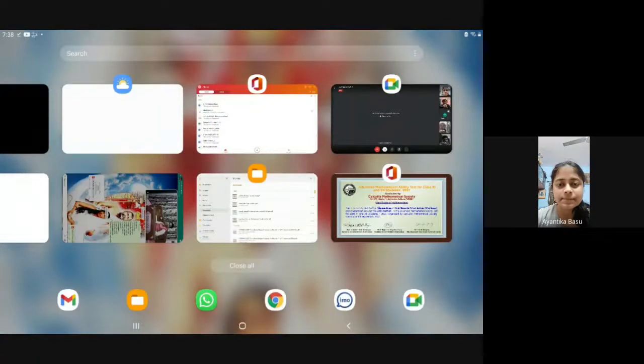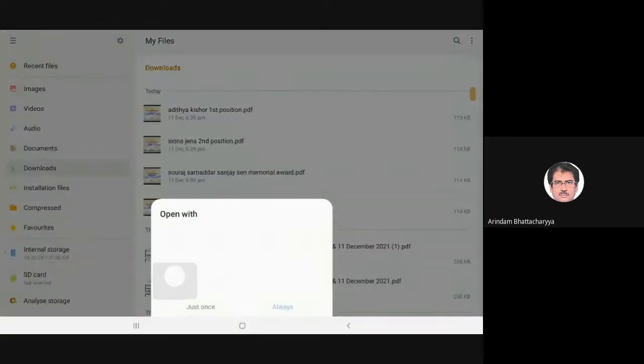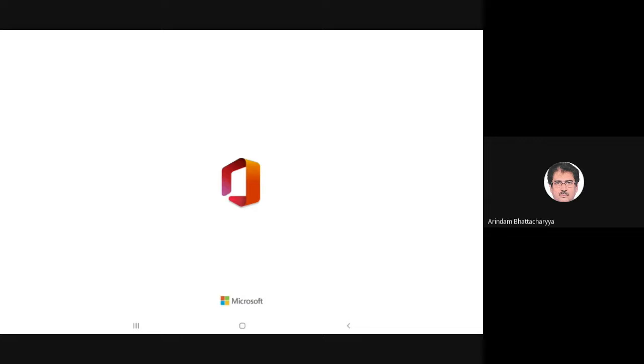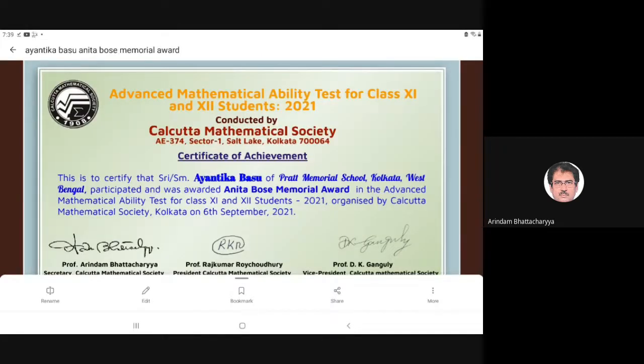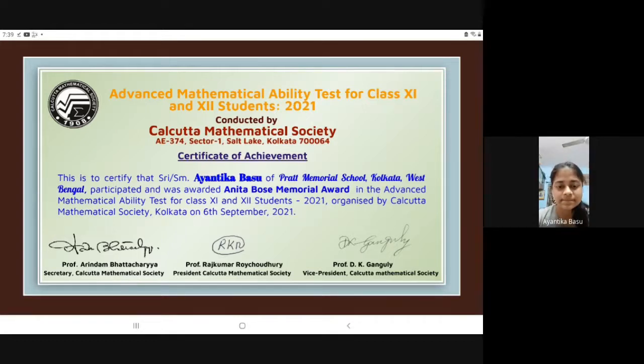And I'm going to show your certificate. Sorry, this is not it. So Ayantika, this is your certificate of achievement, and similarly, you will be awarded a 3,000 cash award, which will be sent to your account. Thank you for participating.